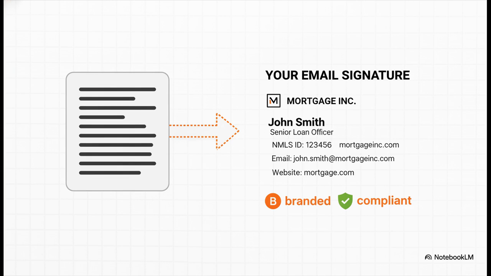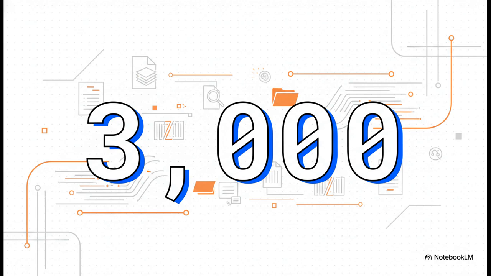Don't skip this. Okay, let's talk about knowledge. This is what makes your AI twin a true expert. You can upload up to 3,000 documents to serve as its brain. Just imagine that for a second.